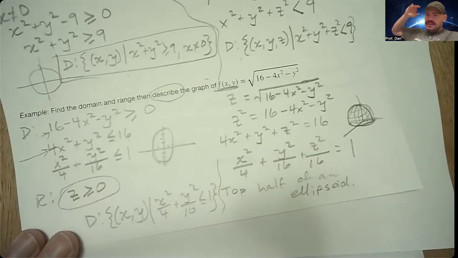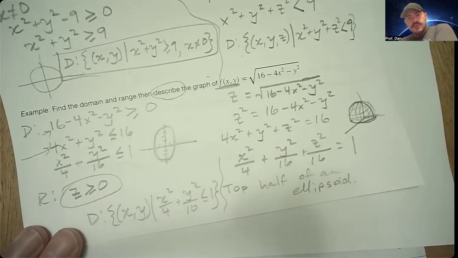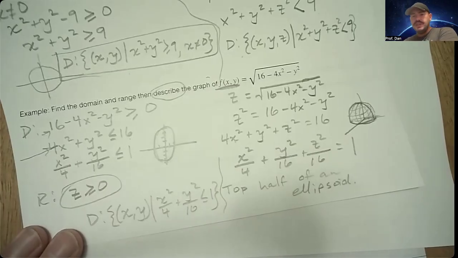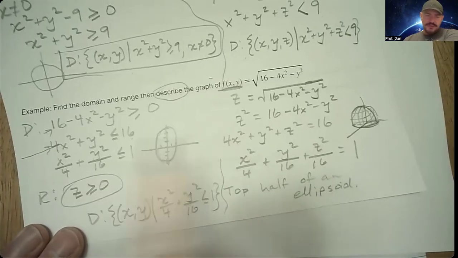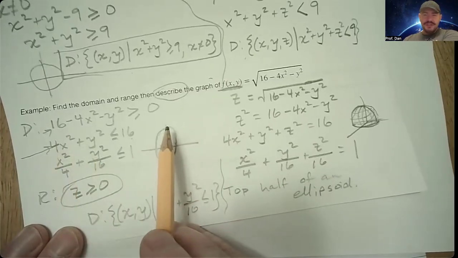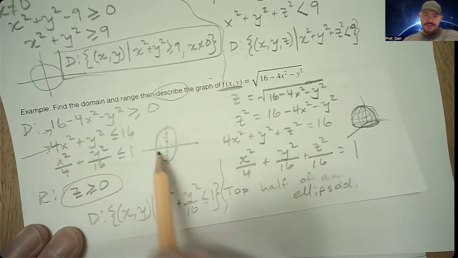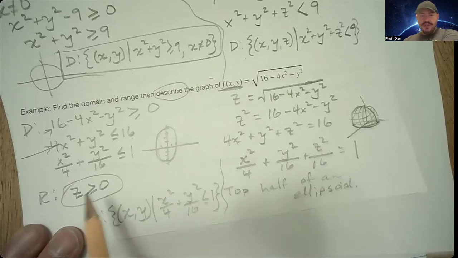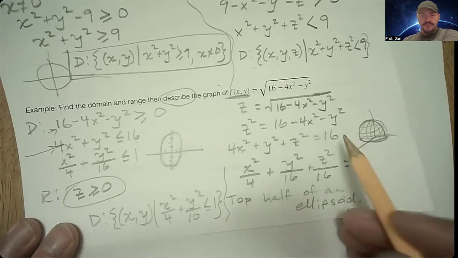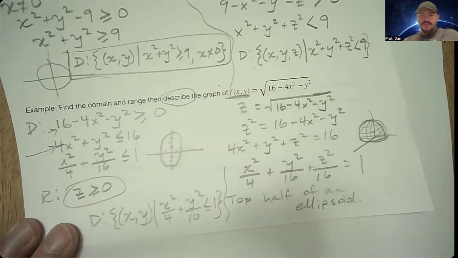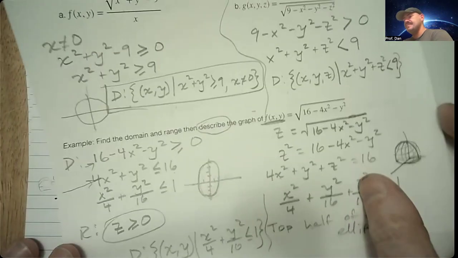But on some of the questions that you get about domain, like in your homework, it'll be more like describing it, right? So for example, the domain would be all of the points in the ellipse that we just drew here. And the range would be all non-negative values of z. All right.